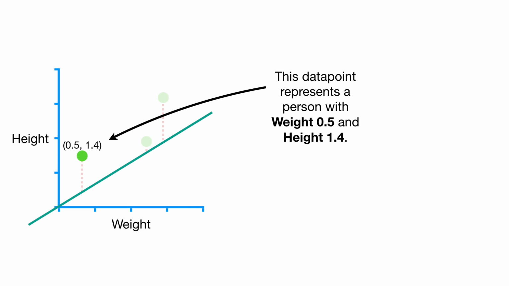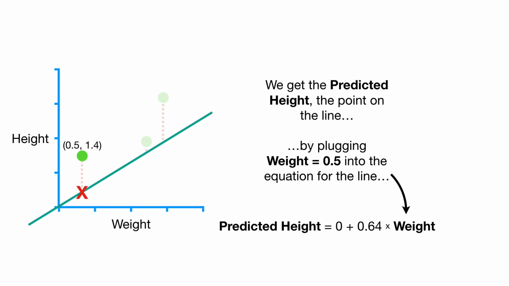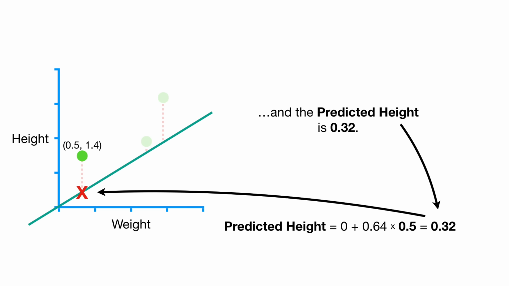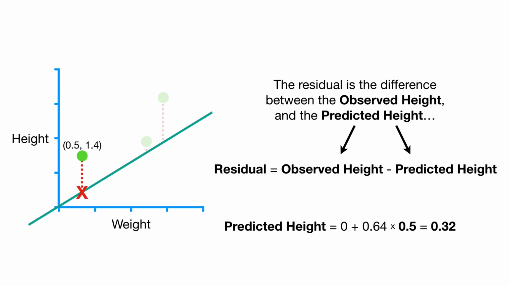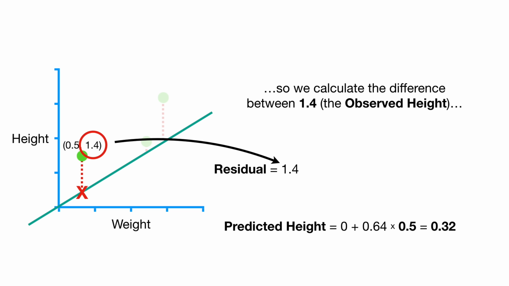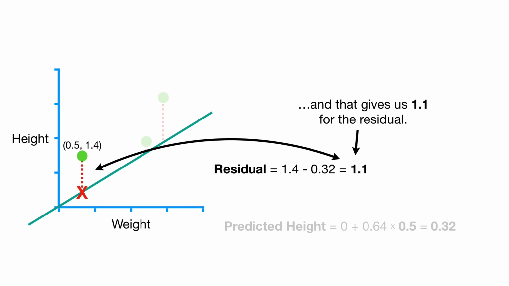This data point represents a person with weight 0.5 and height 1.4. We get the predicted height, the point on the line, by plugging weight equals 0.5 into the equation for the line. And the predicted height is 0.32. The residual is the difference between the observed height and the predicted height. So we calculate the difference between 1.4 and 0.32. And that gives us 1.1 for the residual.